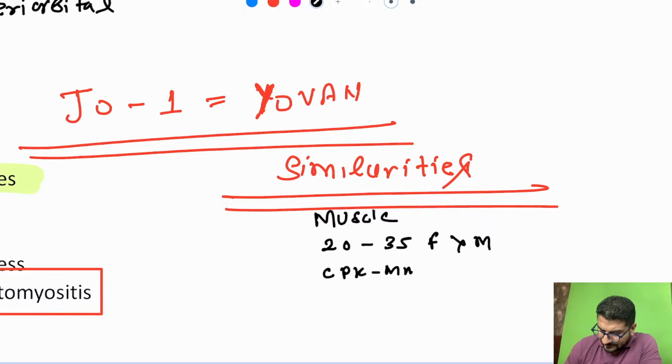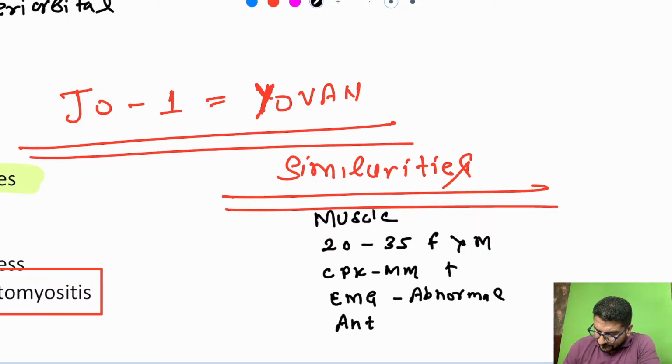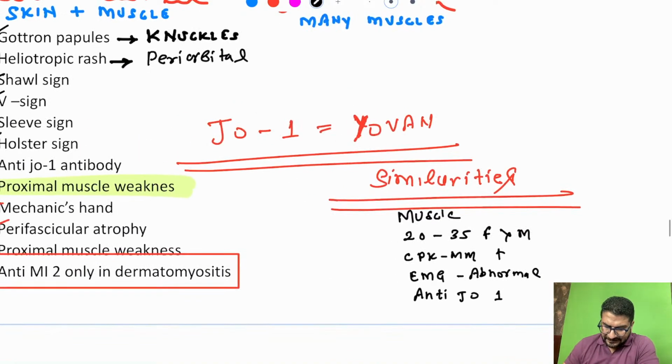CPK-MM. So in both the cases CPK-MM will increase. So both are having a muscle problem. So in both the cases electromyography will be abnormal. And remember, in both the cases you will see which antibody? Anti-Jo1. So these are the similarities. Just remember, anti-Mi2 is seen only in dermatomyositis.